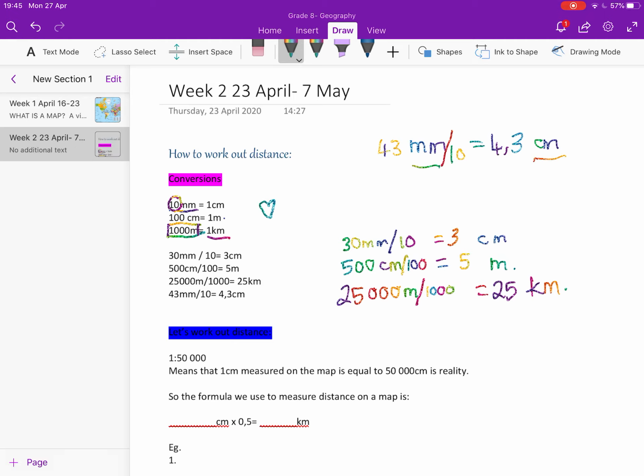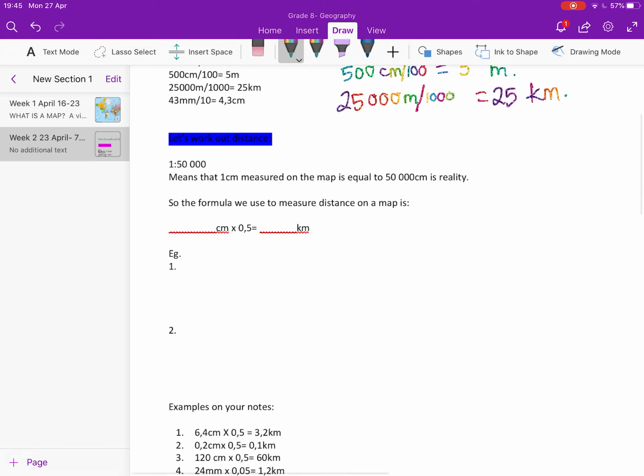Units is known as what you are measuring in. Are you measuring in millimeters? Are you measuring in centimeters? Are you measuring in meters or kilometers? So let's see how we work out distance.